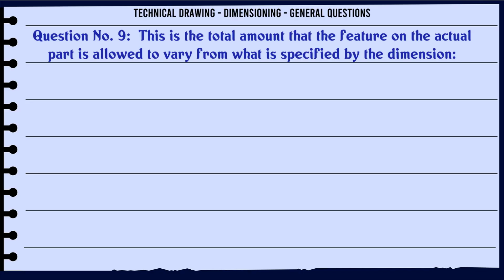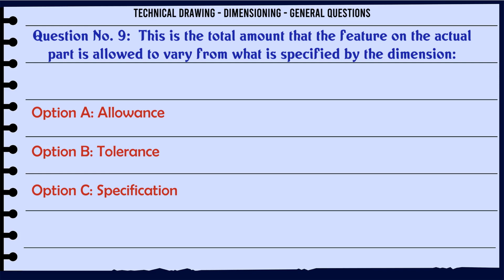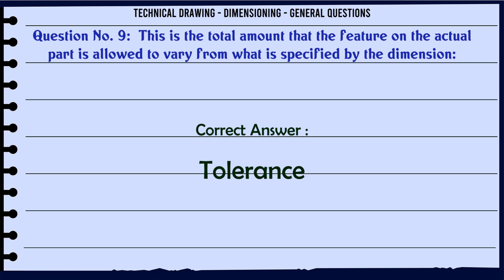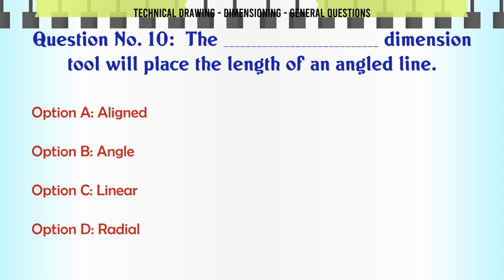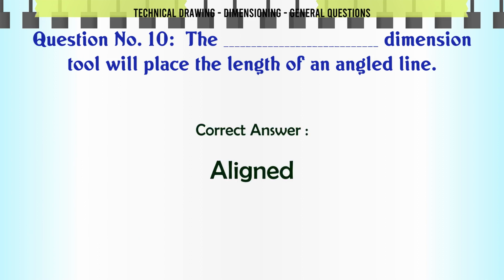This is the total amount that the feature on the actual part is allowed to vary from what is specified by the dimension. A. Allowance, B. Tolerance, C. Specification, D. Difference. The correct answer is tolerance. The dimension tool will place the length of an angled line. A. Aligned, B. Angle, C. Linear, D. Radial. The correct answer is aligned.